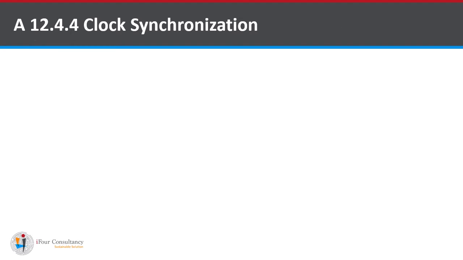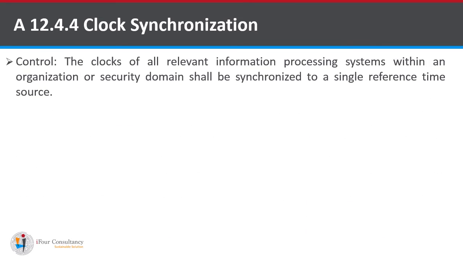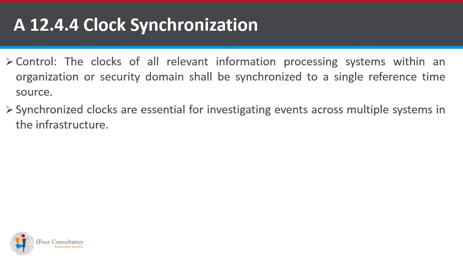A12.4.4 clock synchronization. The control in the ISO 27001:2013 standard specifies that the clocks of all relevant information processing systems within an organization or security domain shall be synchronized to a single reference time source. That is, all the clocks, if a company operates in multiple nations, should be synchronized to a central time zone. Synchronized clocks are essential for investigating events across multiple systems in the infrastructure.